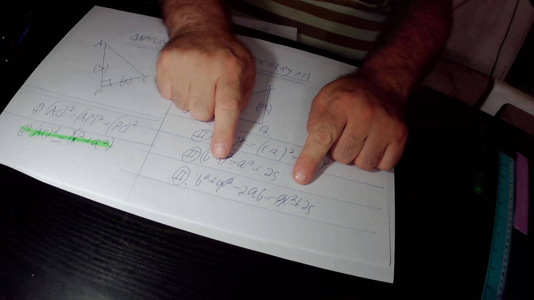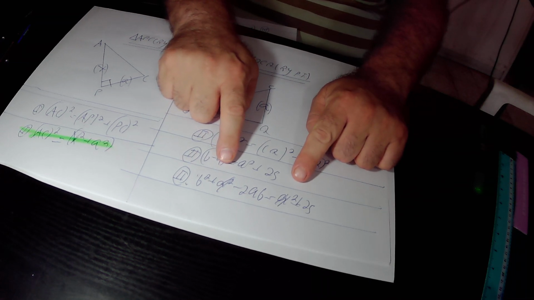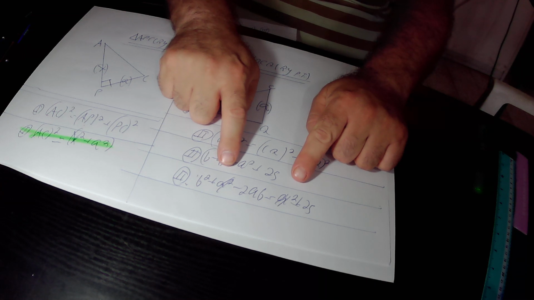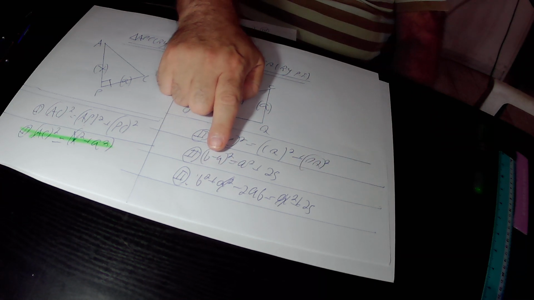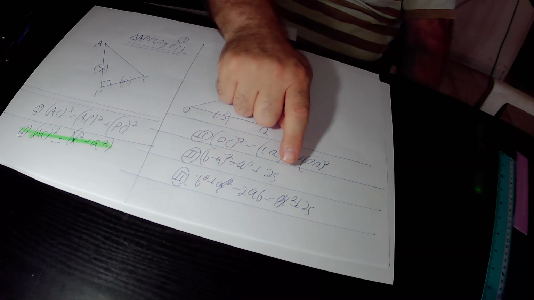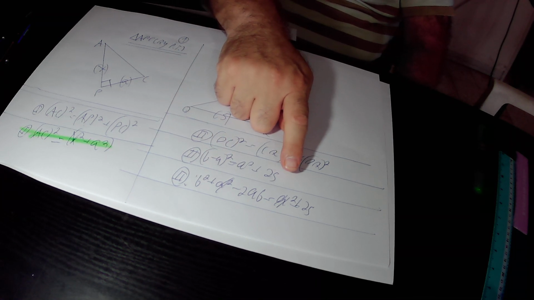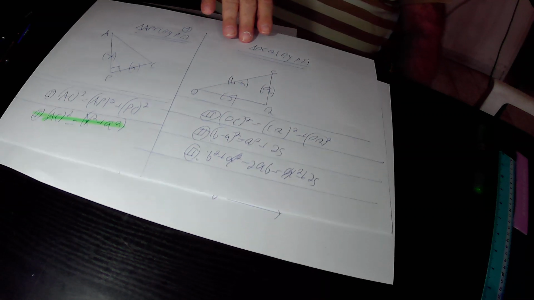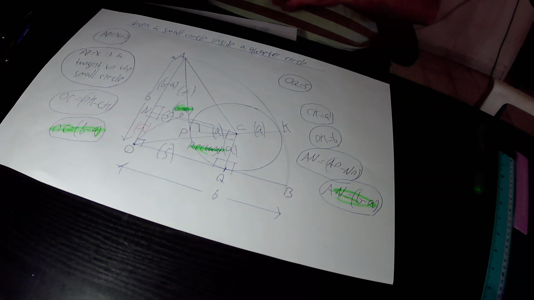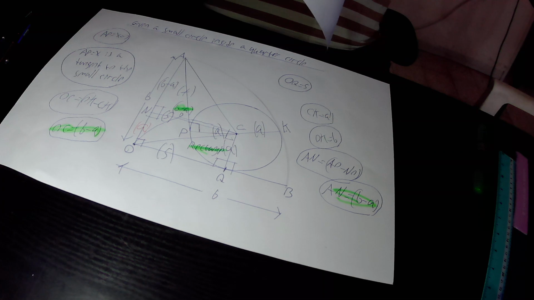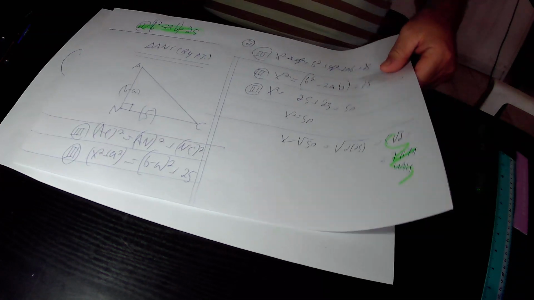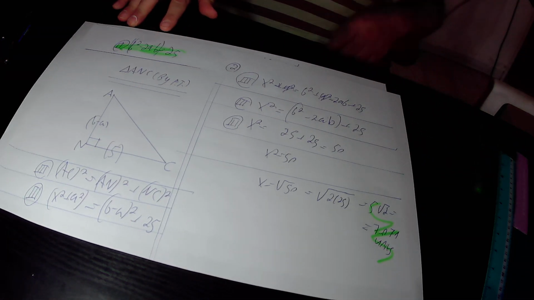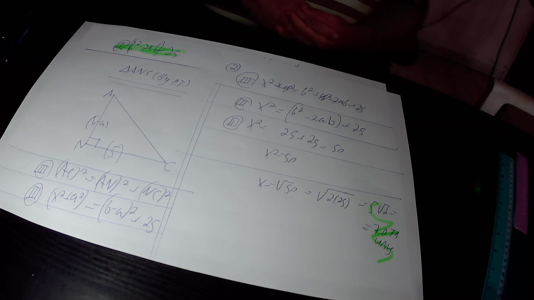We have A square on both sides of equation 2, so A square will get cancelled. After we cancel A square, on this side of equation 2 we are left only with B square minus 2AB, and on the other side we are left only with 25. So in total, according to equation 2, we should find that B square minus 2AB equals 25.